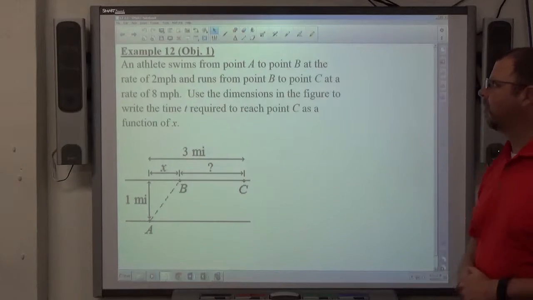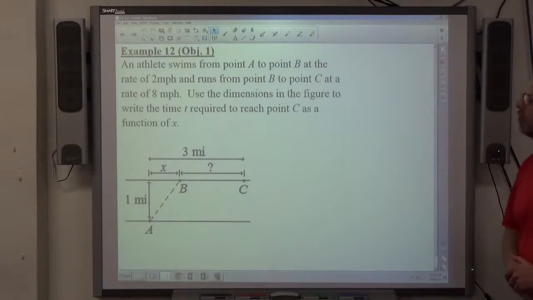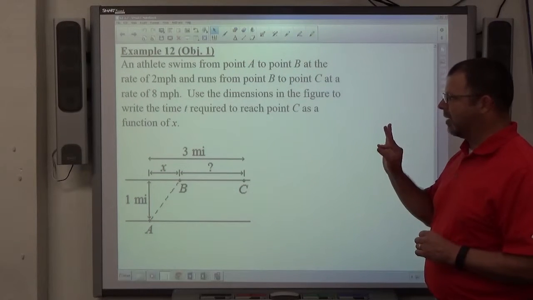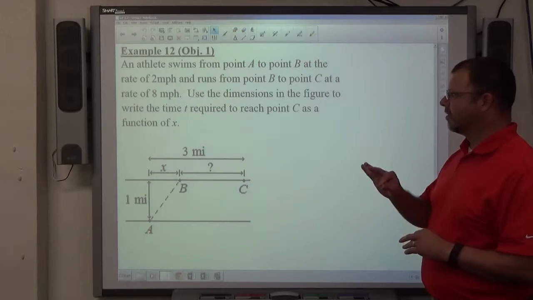Example 12 from 2.2. This is the last day of 2.2. An athlete swims from point A to point B at the rate of 2 miles per hour and runs from point B to point C at a rate of 8 miles per hour. Use the dimensions in the figure to write the time t required to reach point C as a function of x. Alright, so we want time t as a function of x.